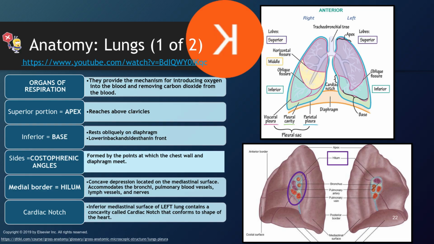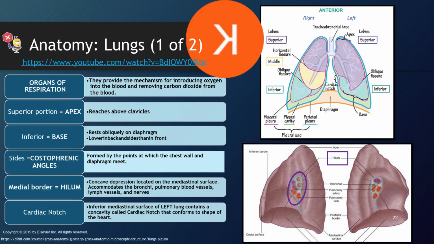We're looking at the lobes. Also on the left side, we have our superior lobe and inferior lobe. It has the oblique fissure between, separating the two. Then on our right side, we have our horizontal fissure and oblique fissure, which separates the superior lobe, middle lobe, and inferior lobe.